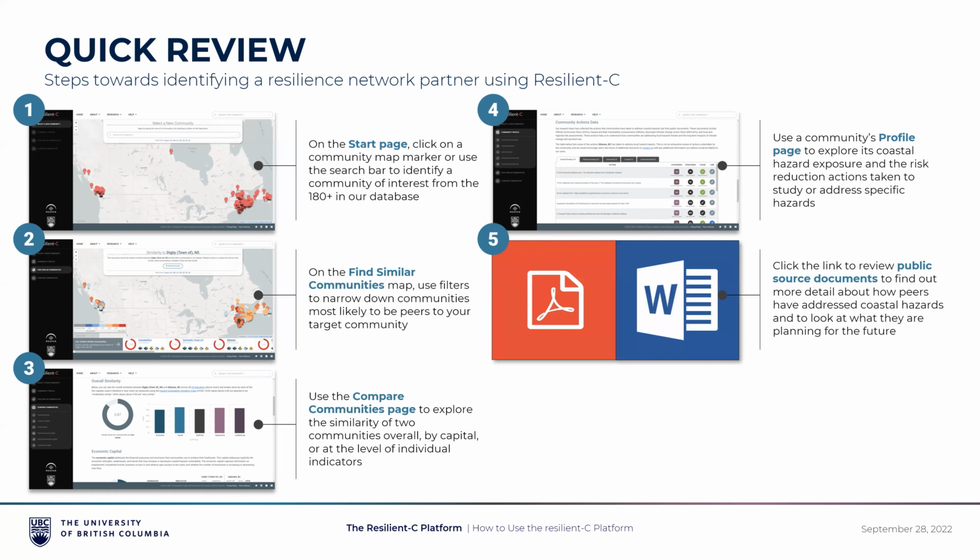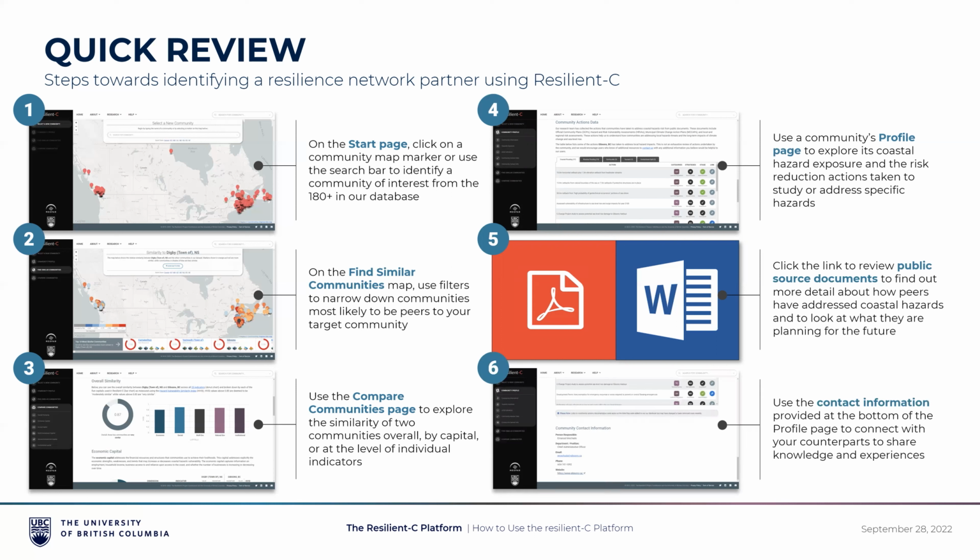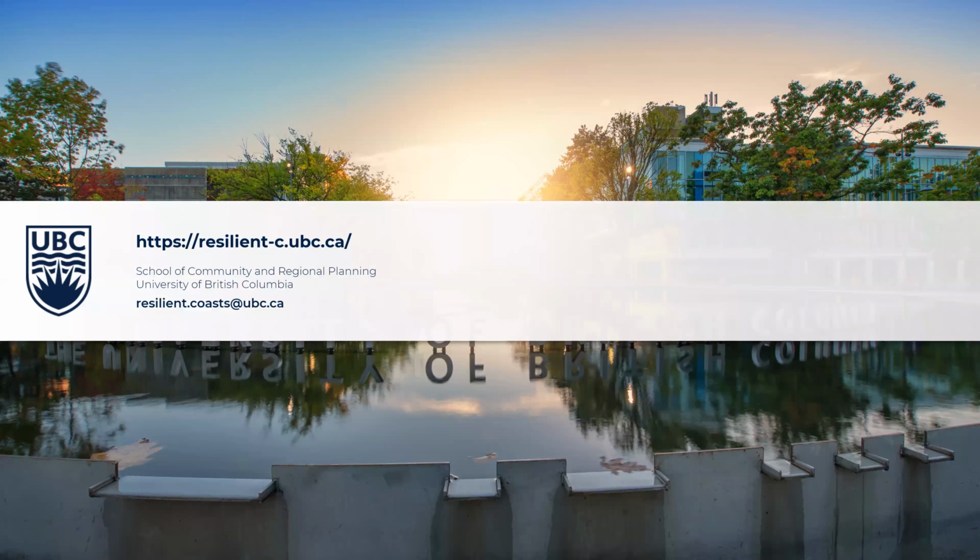Fifth, click on the link to review public source documents to find out more detail about how your peers have addressed coastal hazards and to look at what they're planning for the future. These are generally in PDF, website, or Word document formats. And finally, you can use the contact information provided at the bottom of the profile page to connect with your counterparts to share knowledge and experiences. And that sums it up.